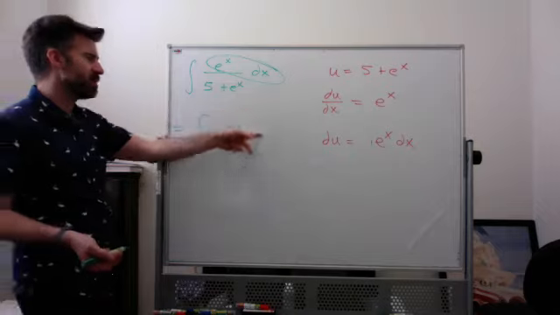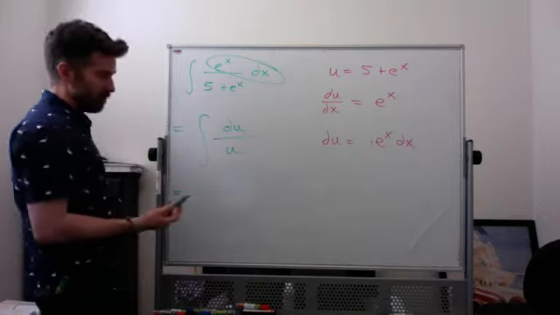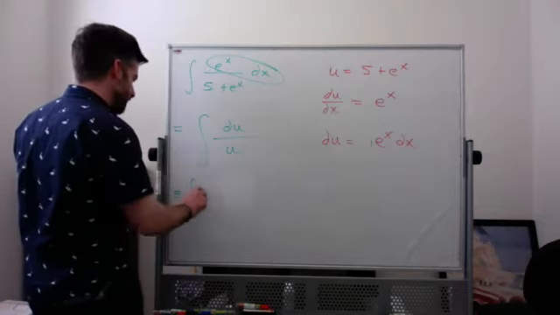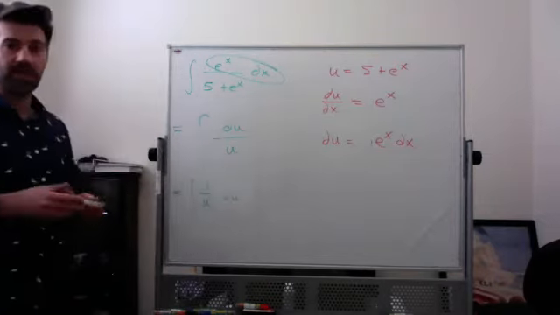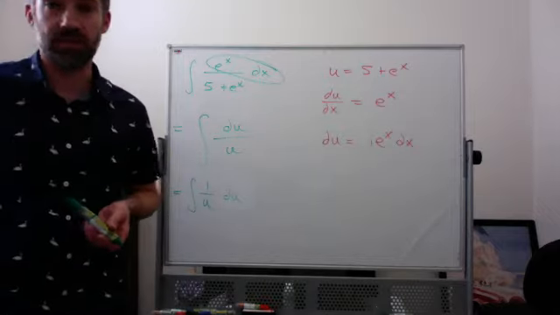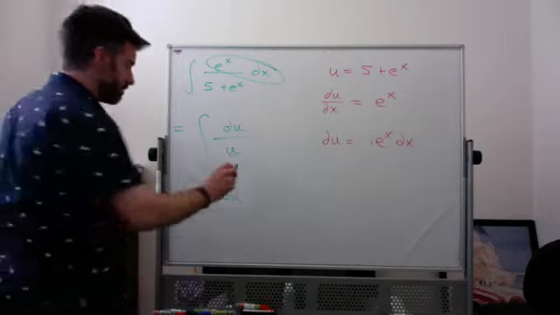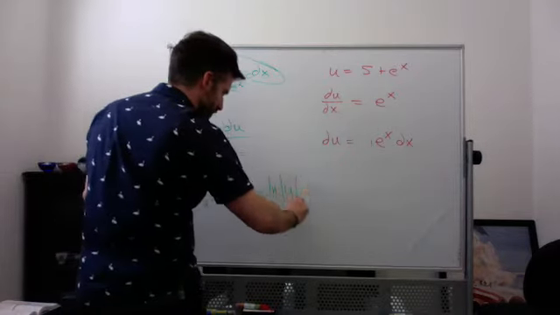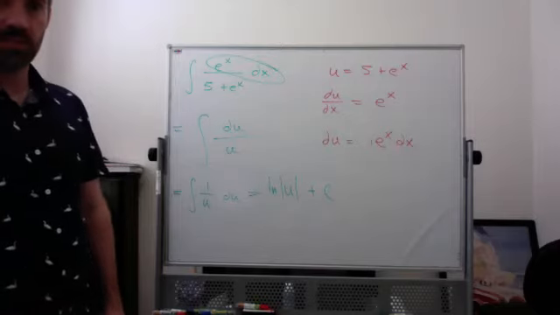Now here's the thing, some people struggle with writing it this way. You don't have to, and you'll probably get used to seeing this and being able to deal with it. But you might prefer to write this as 1 over u times du. That might make it easier to see what's going on there. What's the integral of 1 over u? The natural log of the absolute value of u.